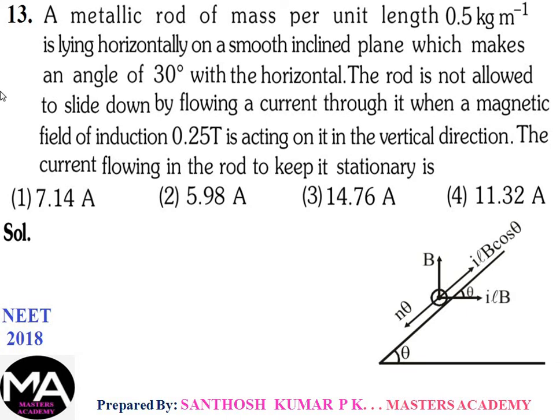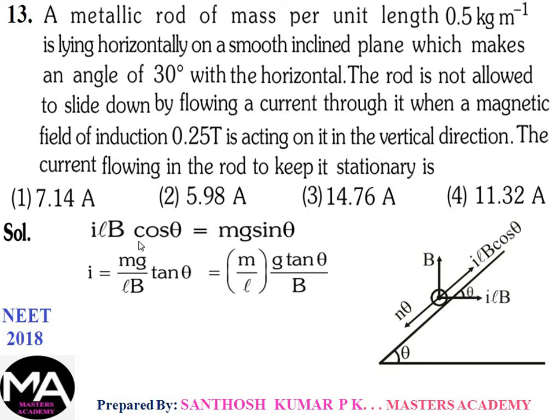So now, here it is a metallic rod of mass per unit length 0.5 kg per meter. It is lying horizontally on a smooth inclined plane. It is making an angle theta. Here they have given angle is 30 degree. Now the current flowing in the rod to keep it stationary. So here the ILB cos theta should be equal to mg sin theta. Therefore, to calculate current, I is equal to mg by LB into sin by cos is tan theta. So m by L into g tan theta by B.